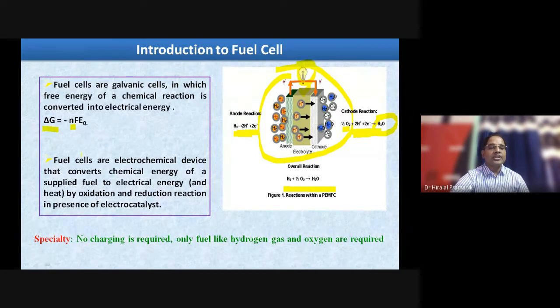Another way to say it: a fuel cell is an electrochemical device that converts the chemical energy of a supplied fuel into electrical energy by oxidation and reduction reactions. And apart from electrical energy, you get heat as well. A catalyst is also required in a fuel cell. The electrode has special characteristics. It is made of an active catalyst, which is platinum based, or platinum for PEMFC.